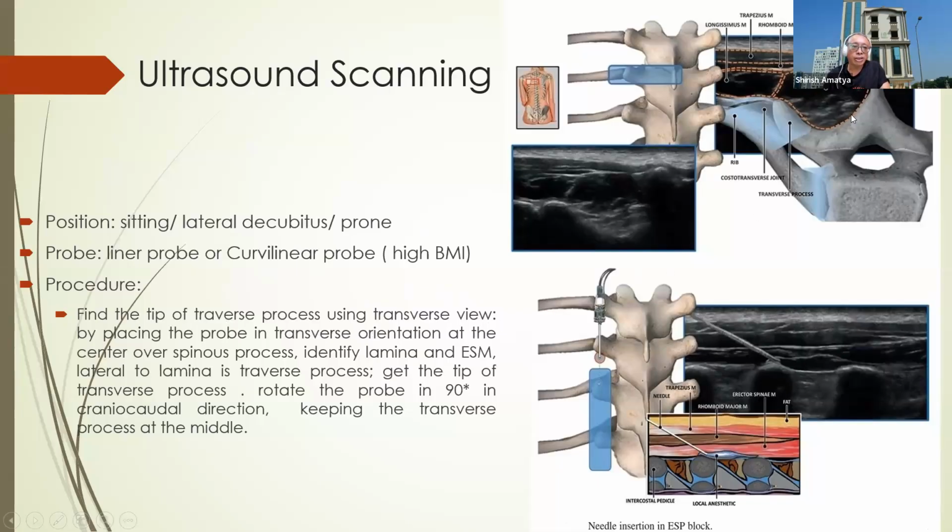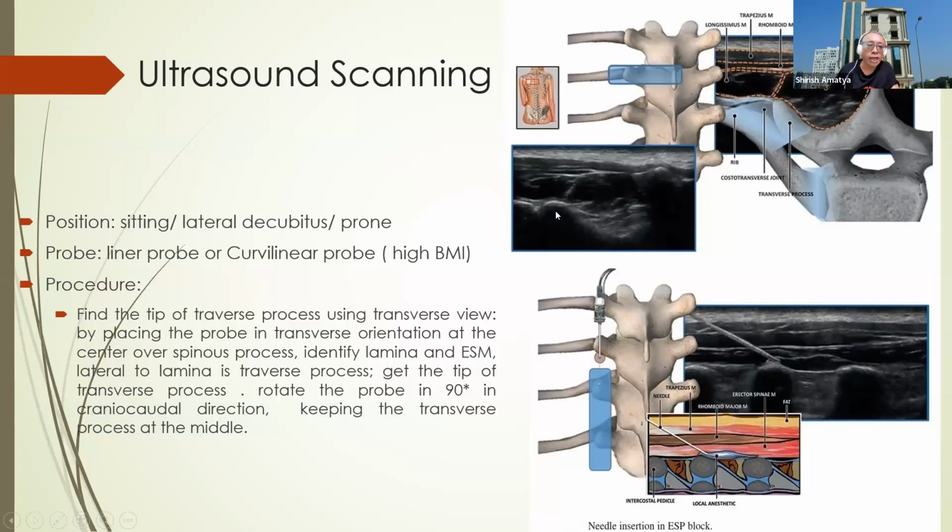And if we put the probe in the transverse view at the desired level, we can identify the spine of the vertebra. We can also identify the bulk of the erector spinae muscle overlying the lamina and the transverse process. So this is the ultrasound picture of the transverse view over the mid part of the thorax. You can see the transverse process as well as the lamina, spinous process, and rib. So you can see a big chunk of erector spinae muscle over the lamina and transverse process.